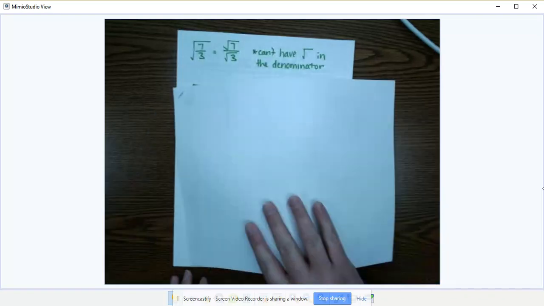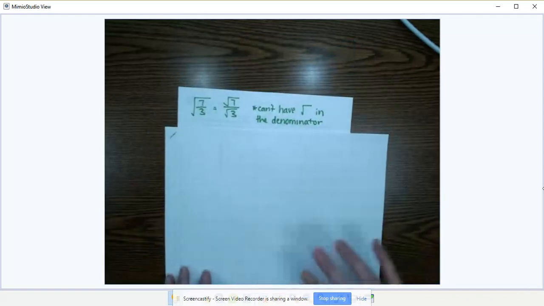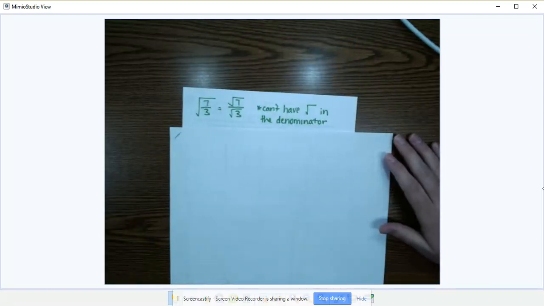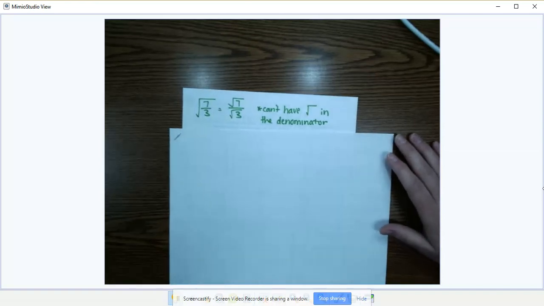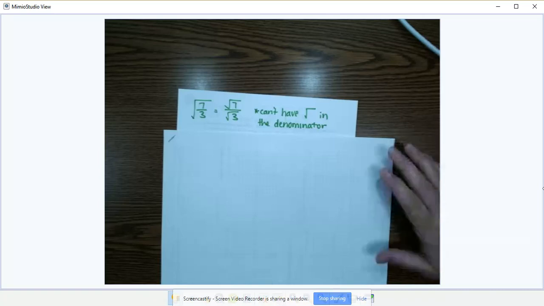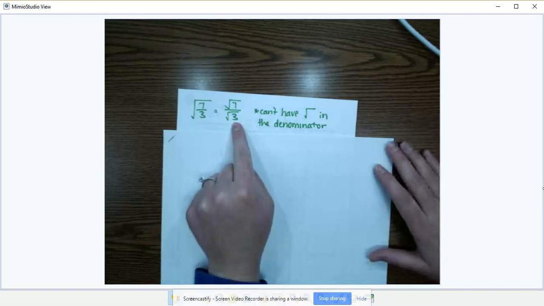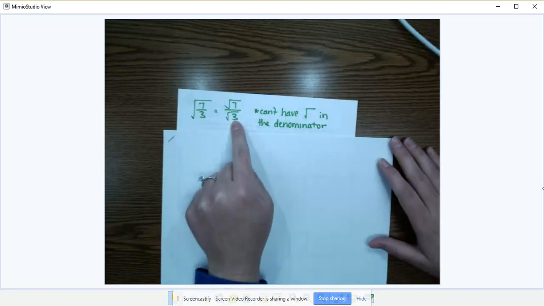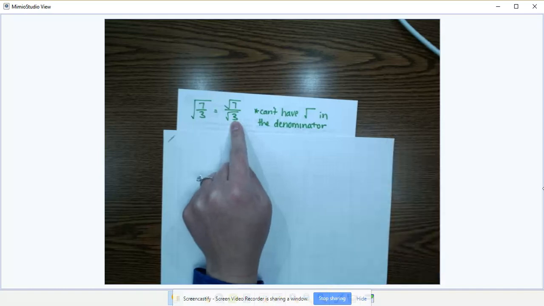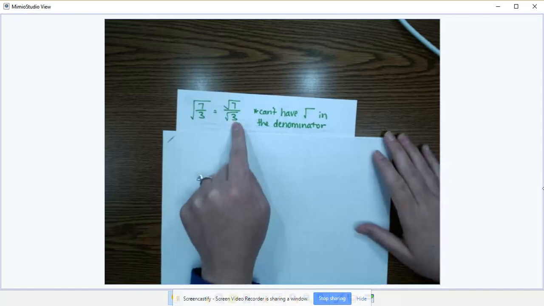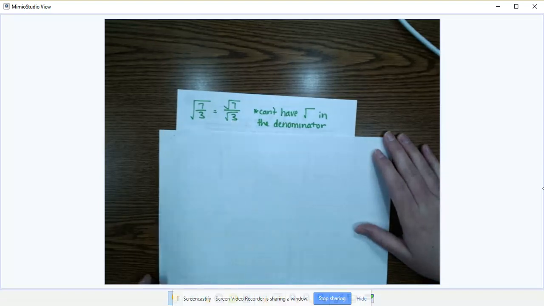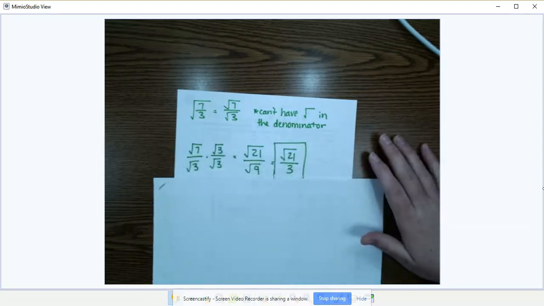Okay, so root 7 over 3. We can split that into root 7 over root 3, but that doesn't get us anywhere because neither of those are perfect squares. And we can't have a square root in the denominator, so we're going to have to get rid of that square root in the denominator. In order to do that, we need to multiply by that radical. So we're going to multiply by root 3 on both the numerator and the denominator.